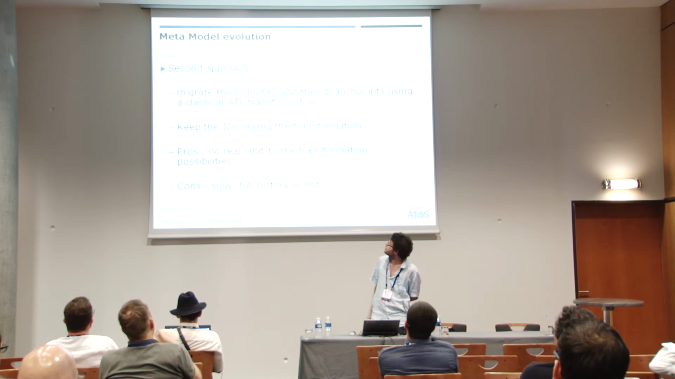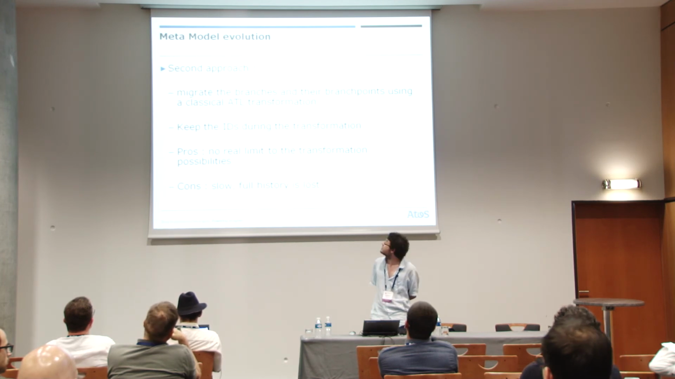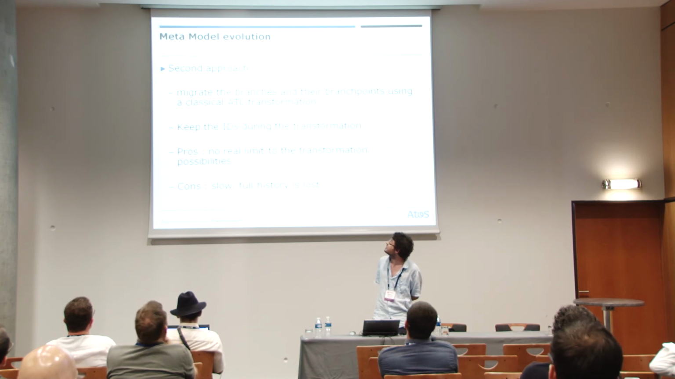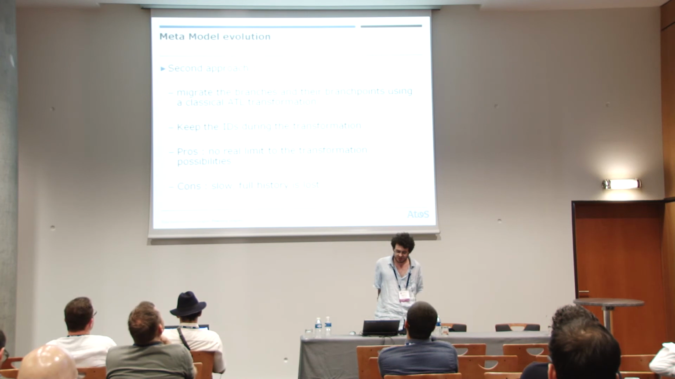So the approach we chose is to migrate the branches, and we chose to not keep the full history in the case that we need the metamodel evolution. We could do it with the infrastructure I will explain, but it would take a lot of time because it would have to go through a model transformation for each commit.